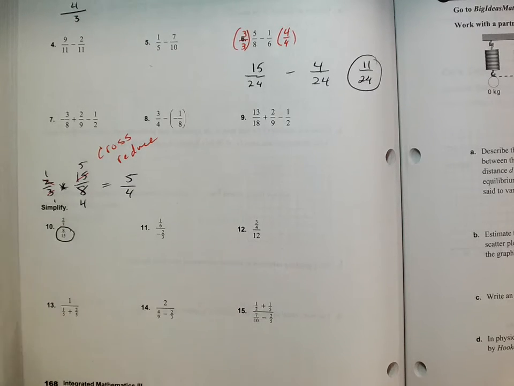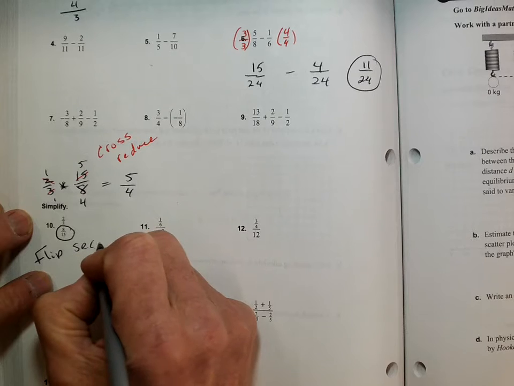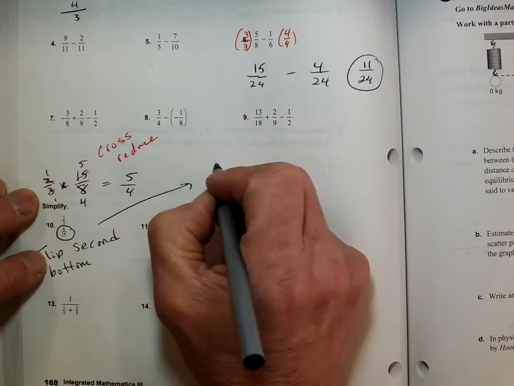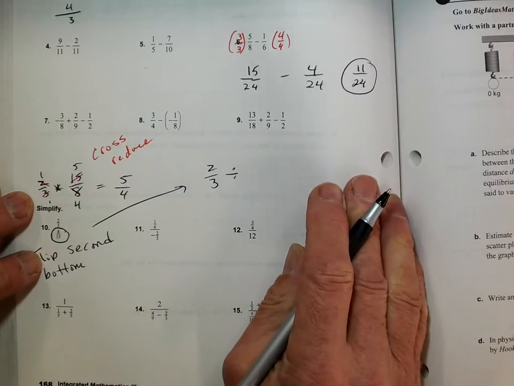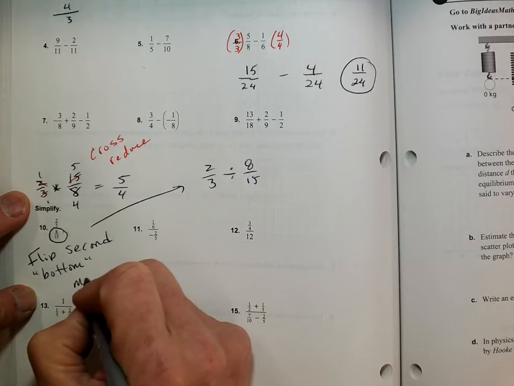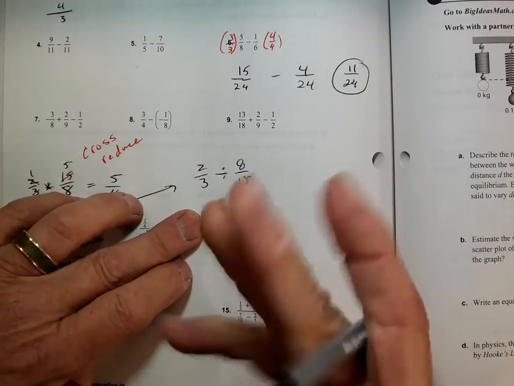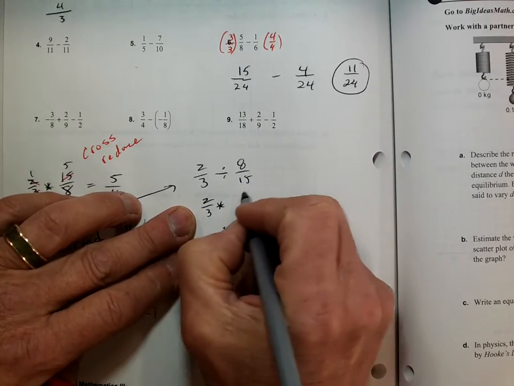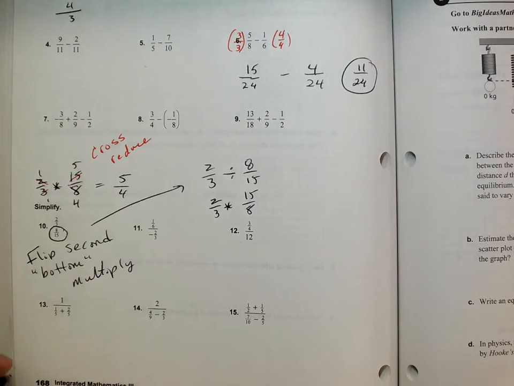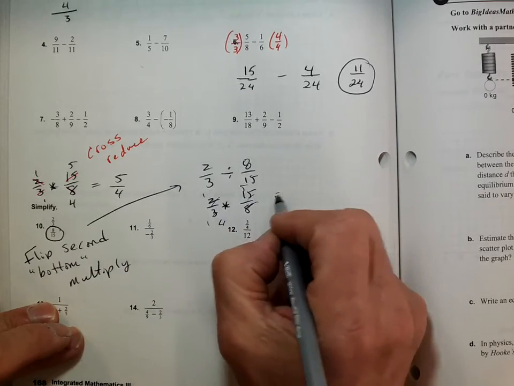So number 10, when you divide, you always flip the second fraction, and then multiply. In this case, the bottom fraction. Because it's the same thing as 2/3 divided by 8/15, and then I flip it and multiply. Kind of like what I just did over here. So then it would become your 2/3 times 15/8. And I just did that problem over here. Cross reduced, right? And then cross reduced, and I get a 5/4. Okay, we just did that problem.